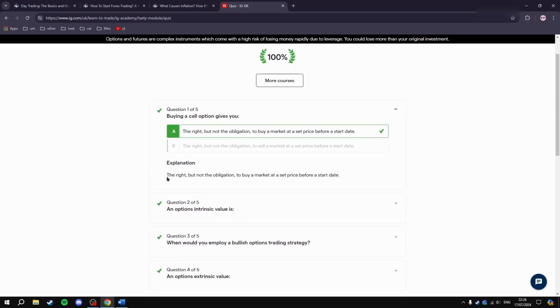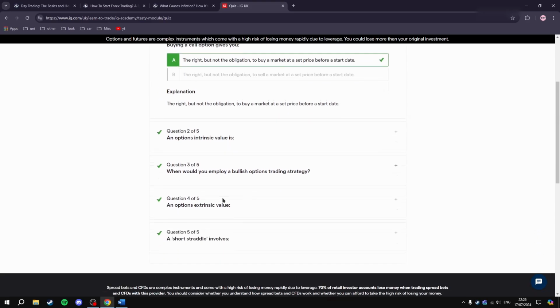Buying a call option gives you the right but not the obligation to buy a market at a set price before a start date. Yeah, I just remember it by calling to buy stuff. So calling to buy stuff, and then for the sell stuff, you put it into the market for it to sell. So that's how I remembered it.